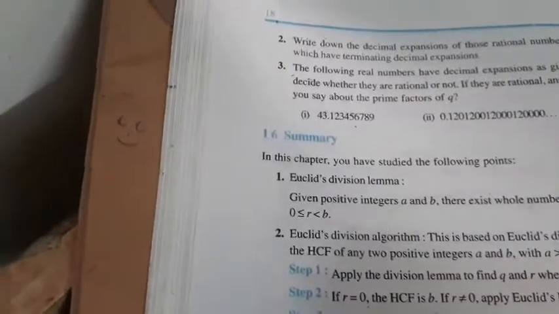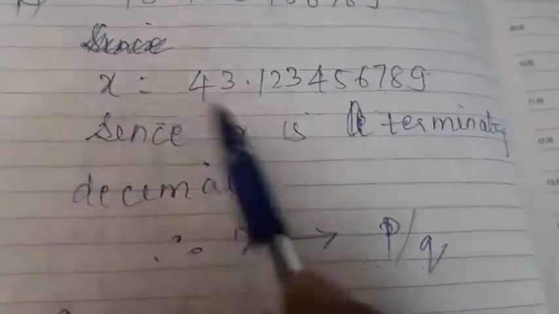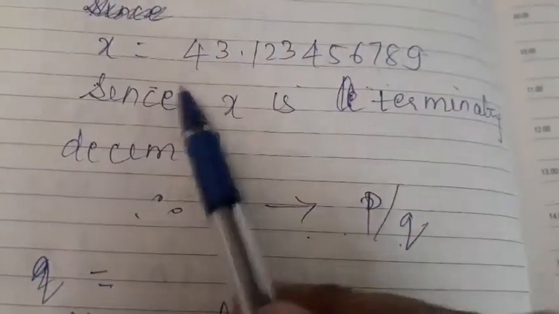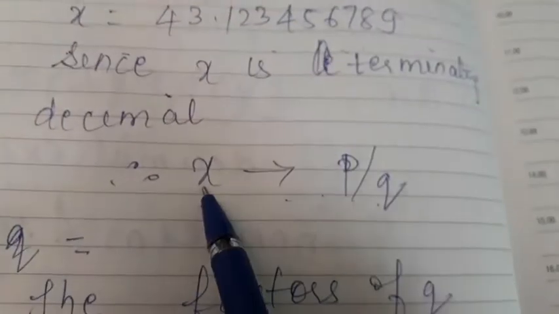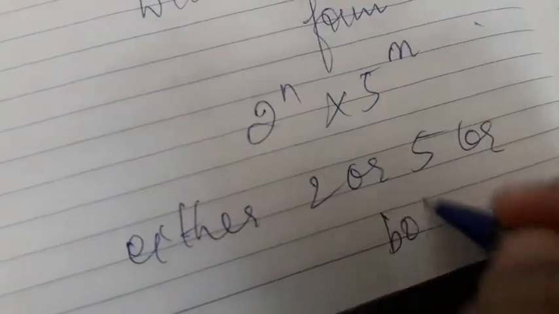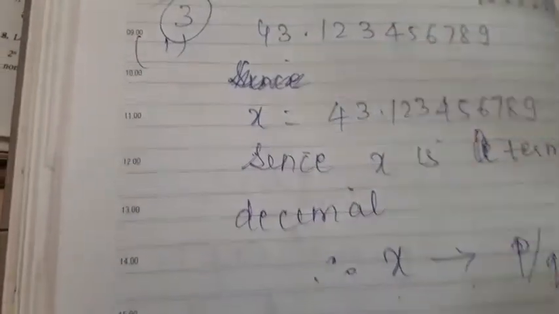Then the third one, the first I've completed, so you just write the number. Let x be the given number. x is a terminating decimal as it is given in the question. x can be expressed in the form of p by q. The factors of q will be in the form of 2 and 5, or you can write either 2 or 5 or both. Okay, so that's all you have to write, in the correct sequence.